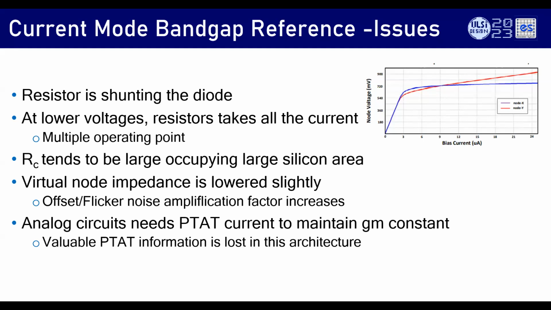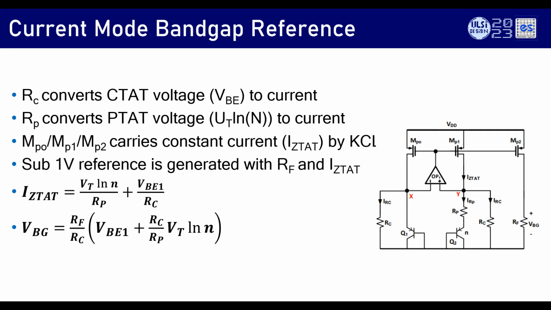Another big problem we have is that you don't have a PTAT. PTAT current is gone. You only have a CTAT constant current information in this architecture. So for circuits which need PTAT, you need one more circuit to generate PTAT. It doesn't come automatically. It's a nice thing we lose in the bandgap.